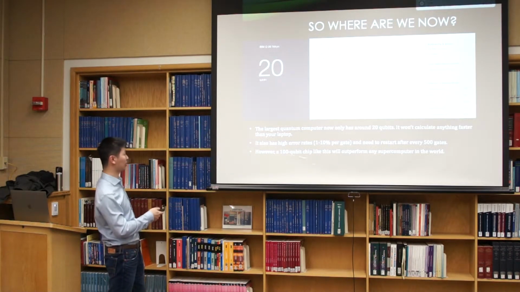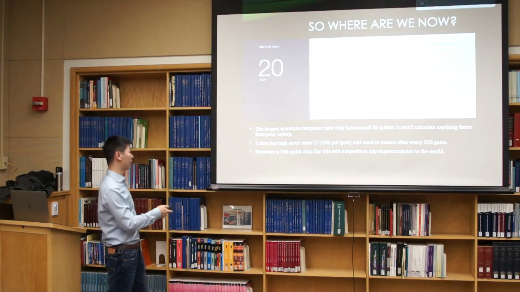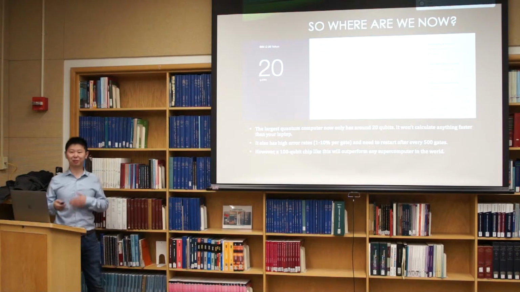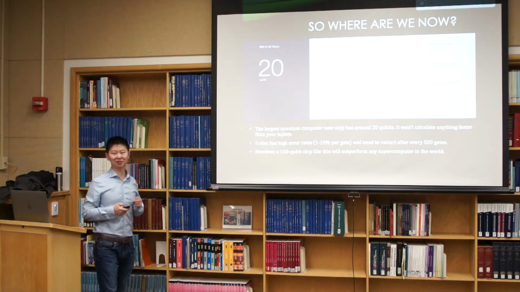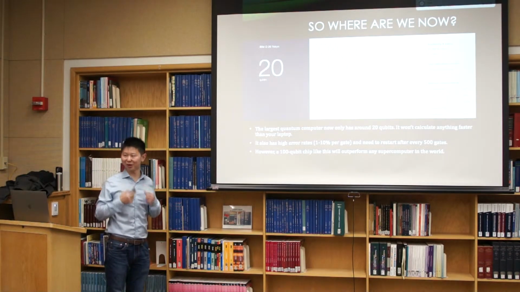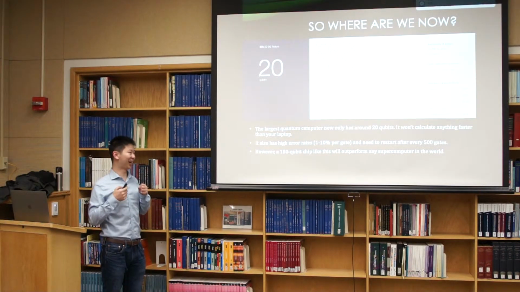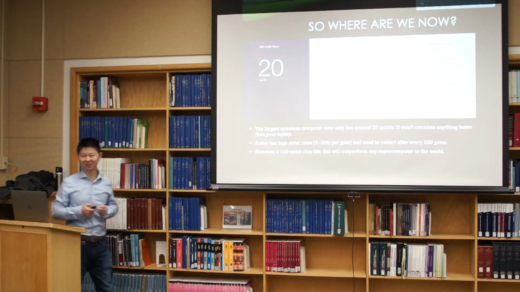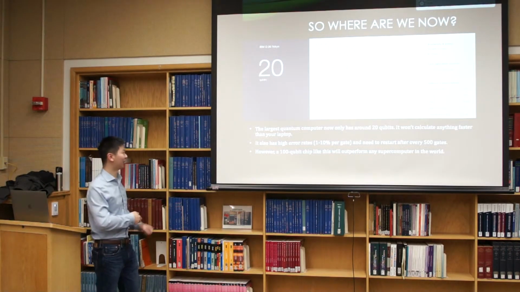So if you have a 100 qubit chip like this, it will basically outperform any supercomputer in the world. And this is something people call quantum supremacy. So basically, it's the time when quantum computers outperform any classical computer in the world. We're actually pretty close to that, probably just a couple of years from now.